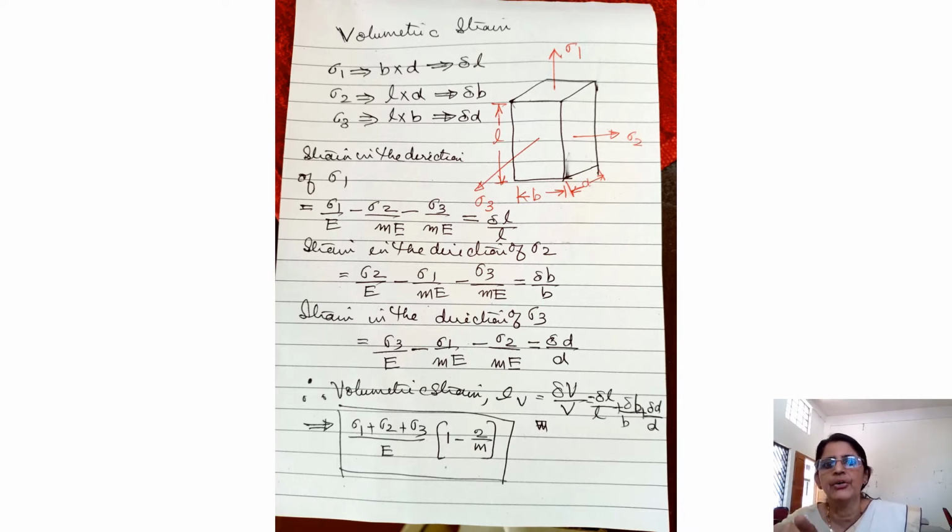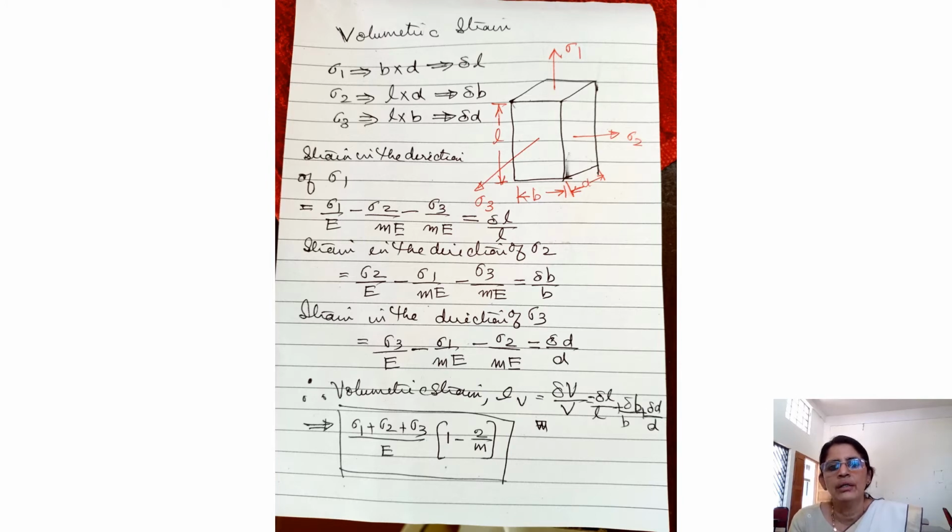Sigma 1 is acting on the face BD. Sigma 2 is acting on the face LD. And sigma 3 is acting on the face L into B. So you can see all the faces I have written there. You can identify sigma 1 is acting on the face B into D, sigma 2 is acting on the face L into D, and sigma 3 is acting on the face L into B.